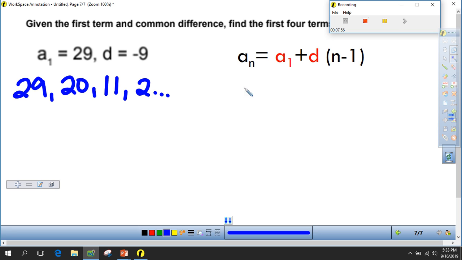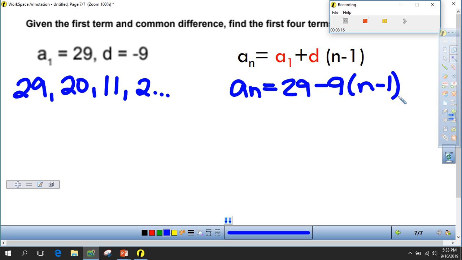Now, to create my arithmetic sequence, I would say an equals, here for the a sub 1, I have to plug in what my first term was. Well, that was 29. My common difference, since it's a negative, I'm going to be subtracting 9 this time. Parentheses, n minus 1. Okay.